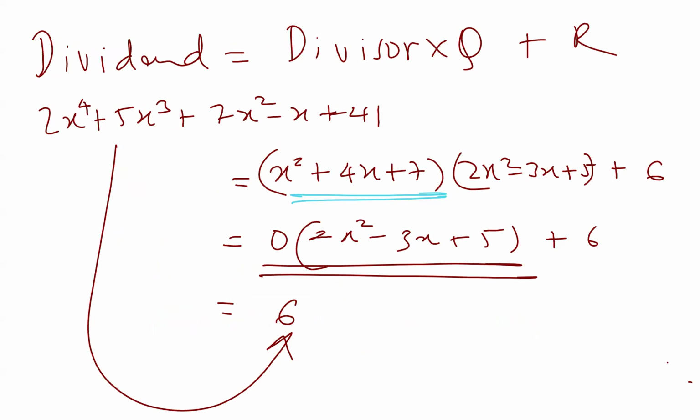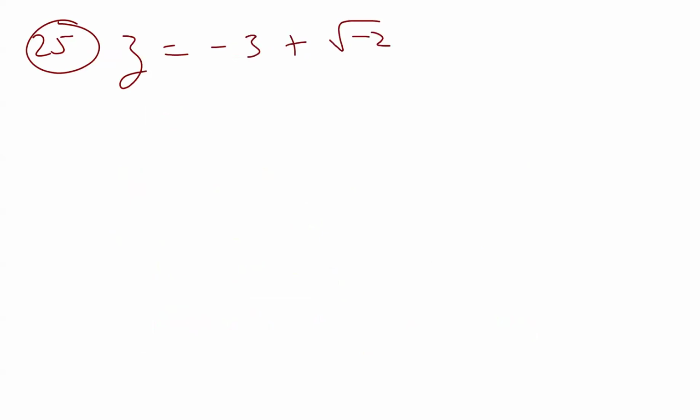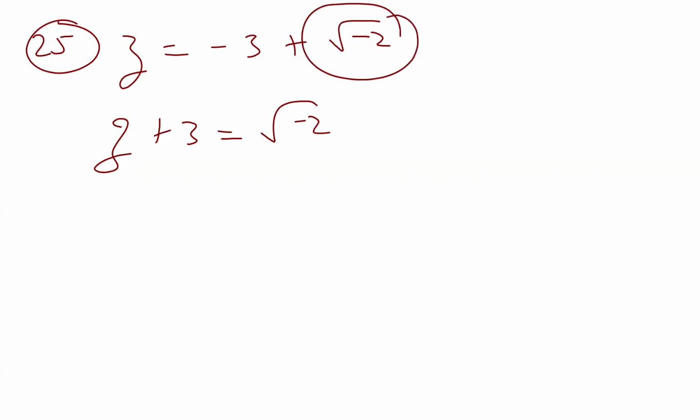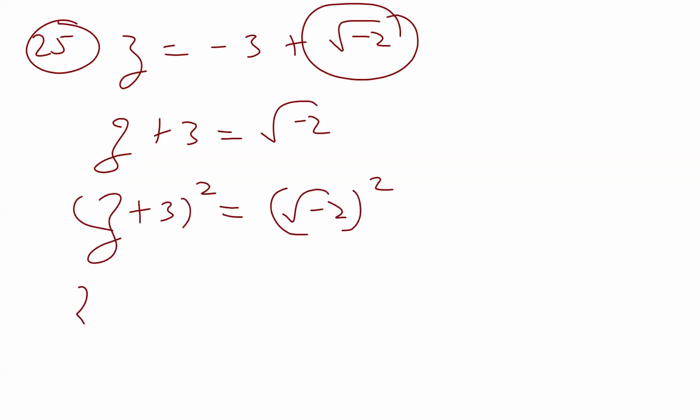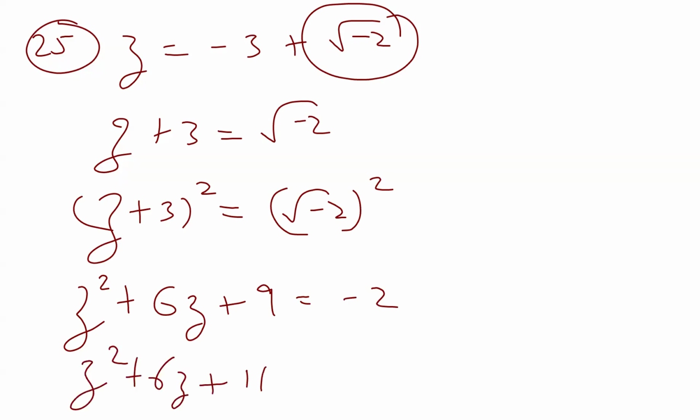Similarly, the next problem also, I'll just give you the hint. Question number 25. Z is equal to minus 3 plus root of minus 2. So Z plus 3 is equal to root of minus 2. Separation of real and imaginary part. Why is this an imaginary part? Because there is a minus sign within the root. So first part is separation, then squaring both the sides. So Z square plus 6Z plus 9 is equal to minus 2. Root and square get cancelled on the right hand side. So Z square plus 6Z plus 11 equal to 0.